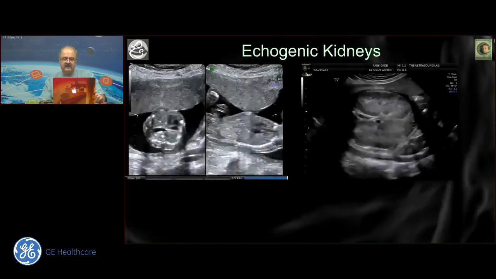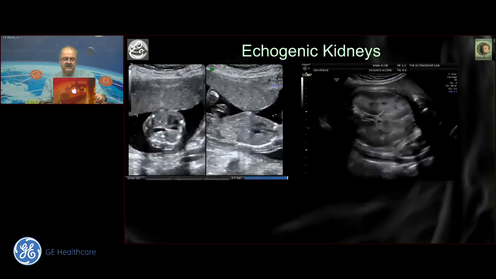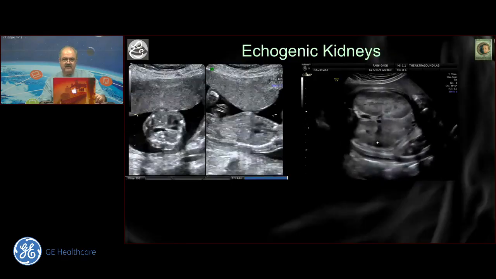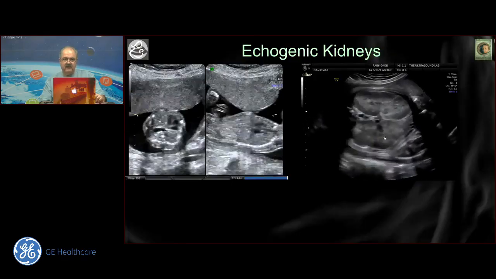Let's come to the first of our differential diagnoses, and that is echogenic kidneys. Remember that they might be normal sized echogenic kidneys, as you see here, or they might be large echogenic kidneys, as you see here. And they may be unilateral or bilateral. The vast majority of them are bilateral.